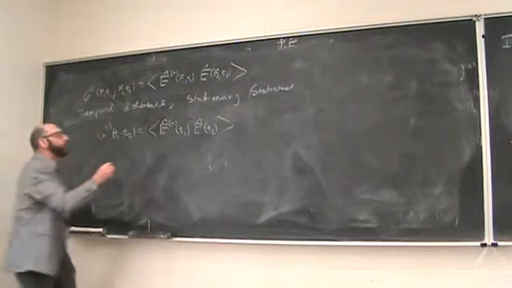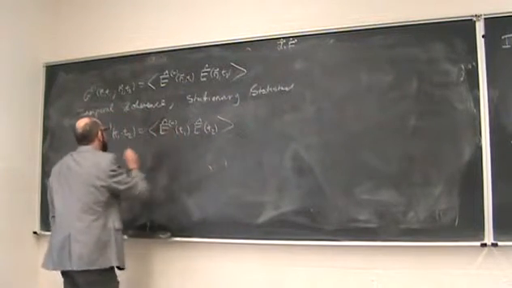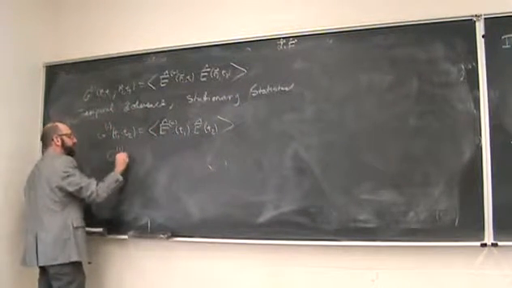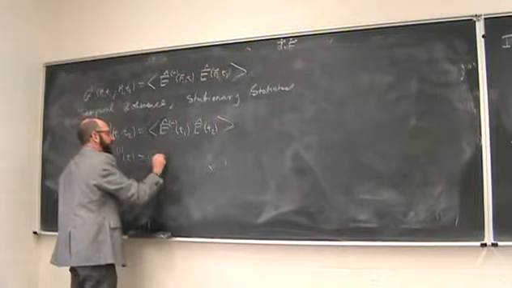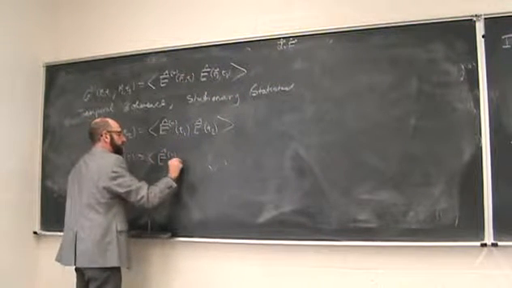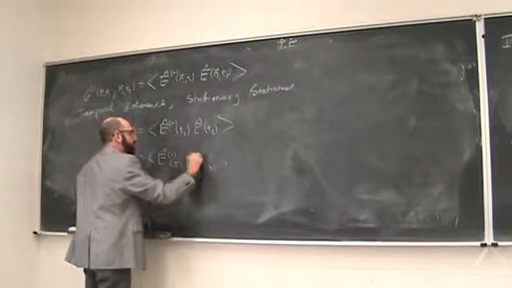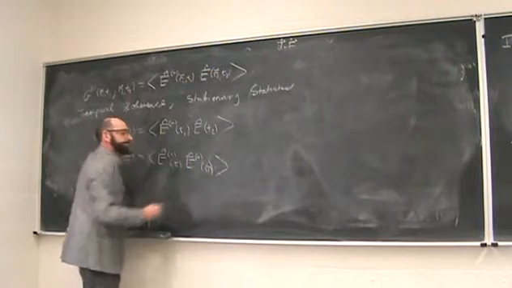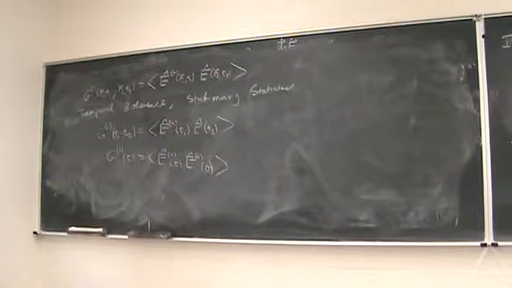And so, for example, if it doesn't depend on the time difference, I'll call this G2 of tau, where this is E minus, E plus. Okay, so you'll see that.